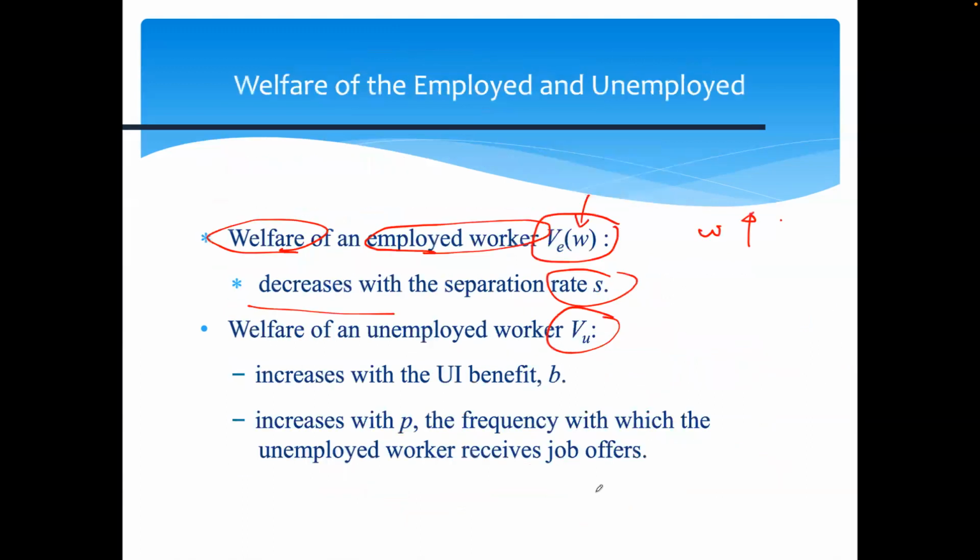Right. Let's go back here. So that's why the welfare of the unemployed is going to increase with the UI benefit, meaning how much I'm going to get, right? This also is going to increase with P. So this is the probability that you're going to get a job, right?